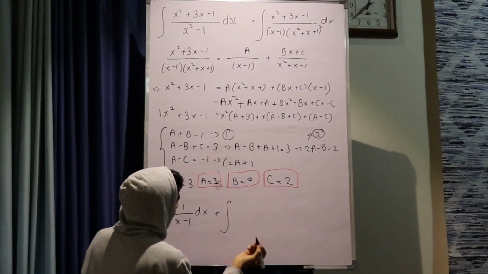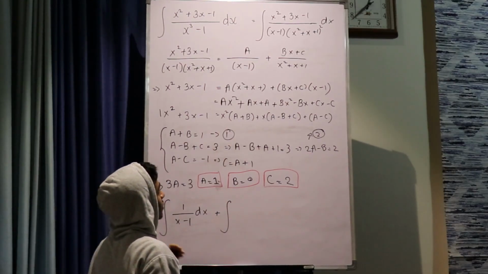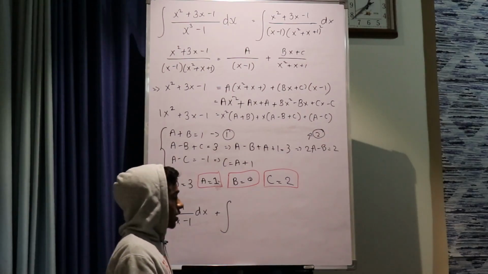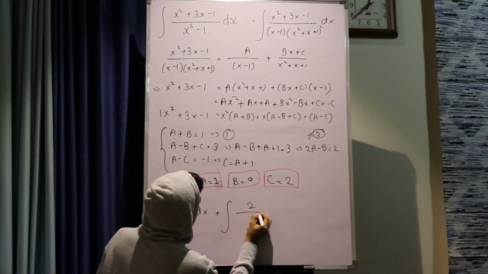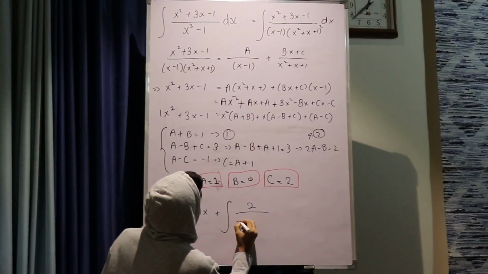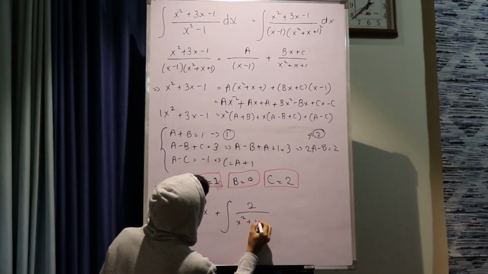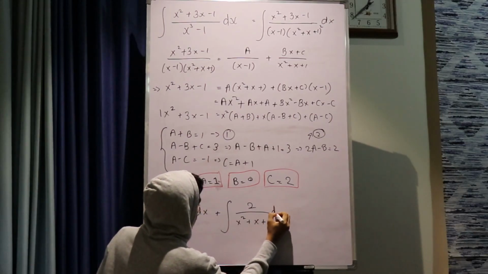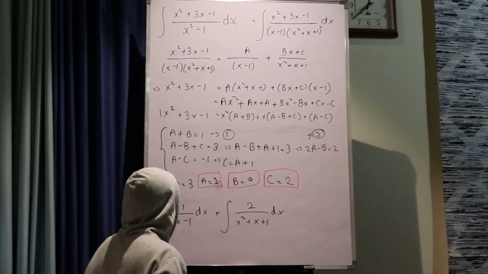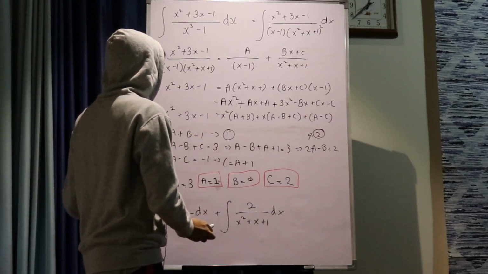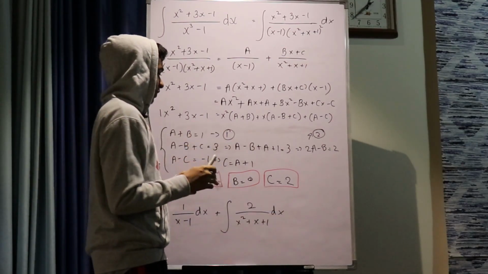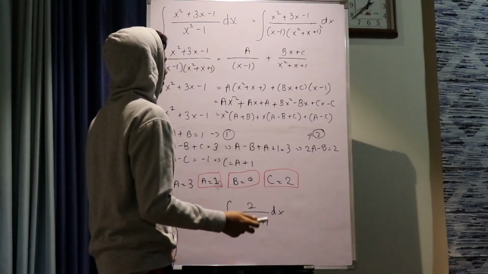So plus the integral of bx, so since b is 0, that entire term becomes 0. So 0 plus 2, so 2 divided by the quadratic factor, so x squared plus x plus 1 dx. So now we finally ended up with two integrals that we solve individually and then end up with the final solution. So I'm going to erase this board now.